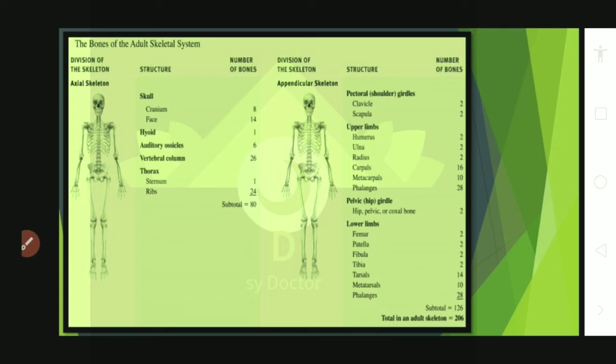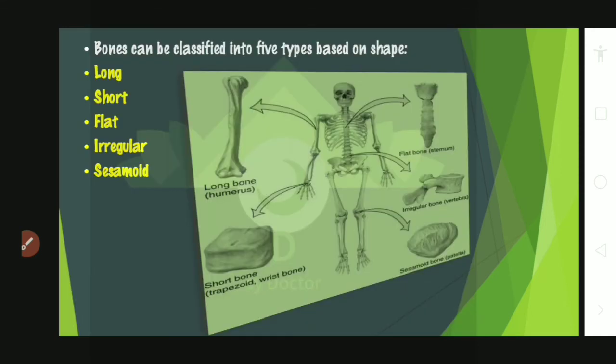So the total adult skeleton contains 206 bones, with the appendicular skeleton 126 and the axial skeleton 80 bones. So bones are classified into 5 types based on their shape. There are long bones in our body, like the humerus.